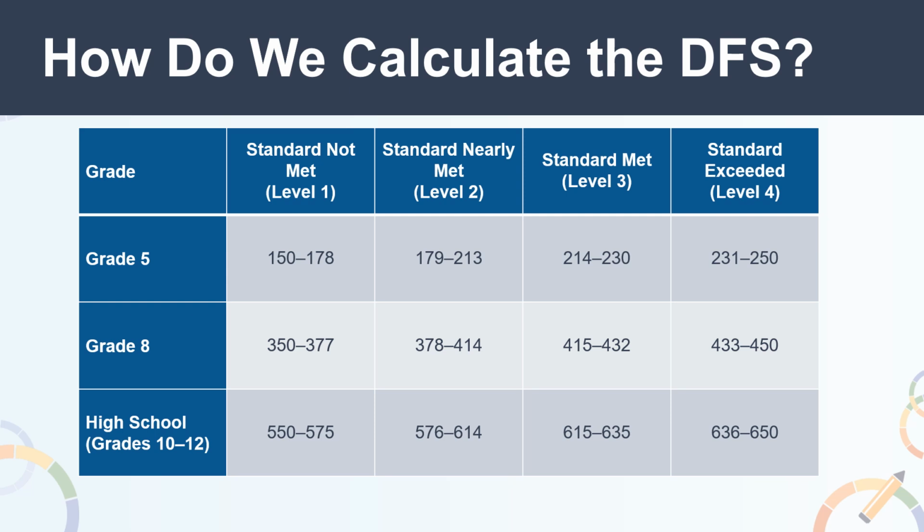Next, in Step 2, we calculate the average DFS for a school or district using all students' DFS values. The average DFS will be used to determine the status level for a school, district, or student group. Step 3 is to calculate the change based on the difference in DFS from the prior year.